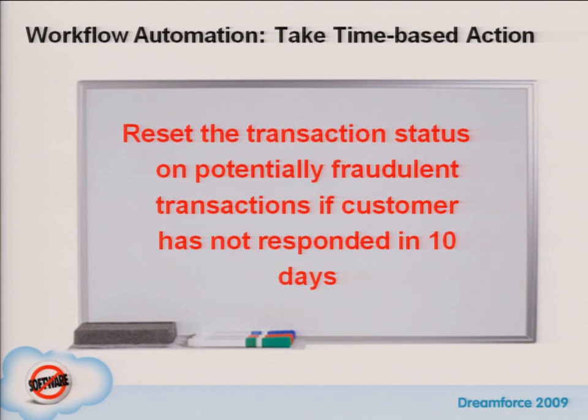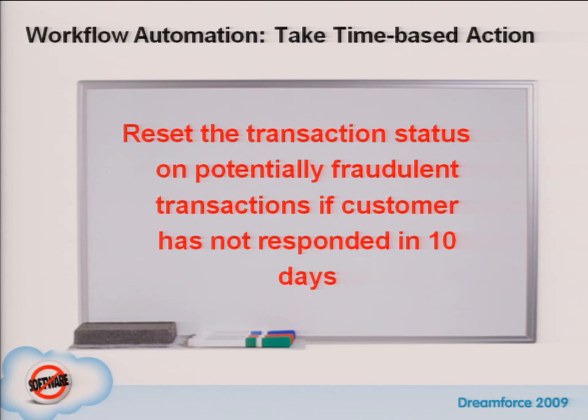The second, time-based. It's great. So we just saw that we changed the status to fraud warning. Well, I sent you an email, and you haven't responded in 10 days. At the same time, I have reports in my dashboard that say how many are in fraud warning. I don't want that to keep on growing, right? If you're a manager, to find out what fraud warnings are.